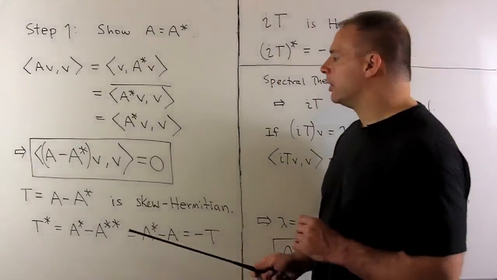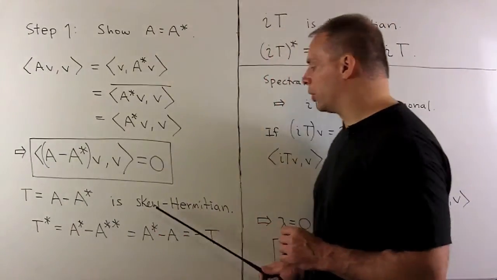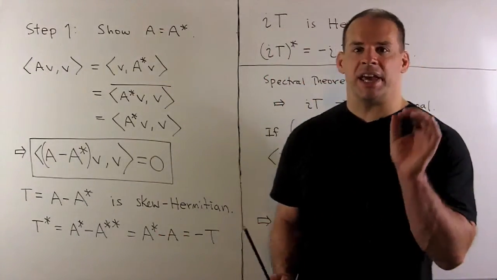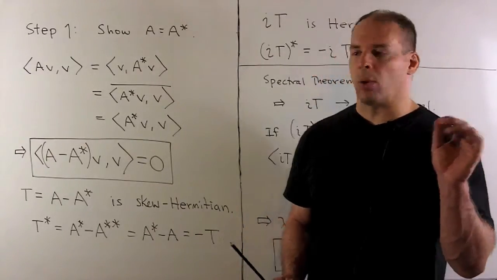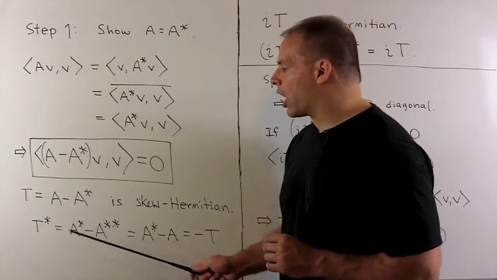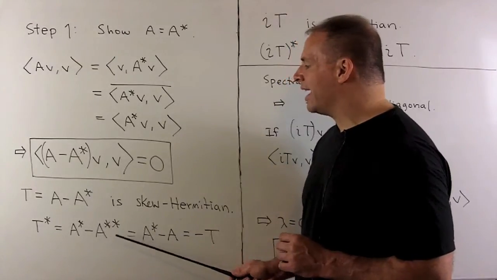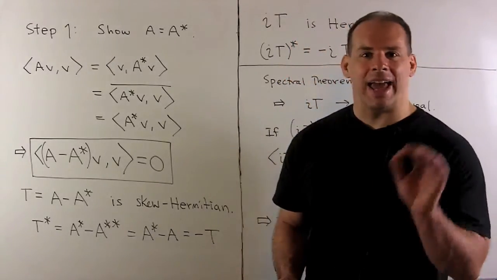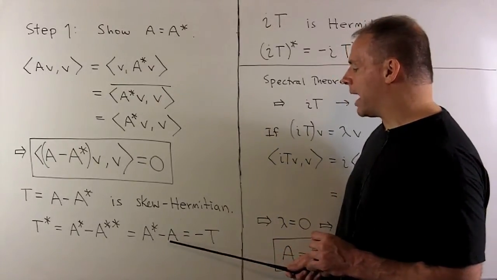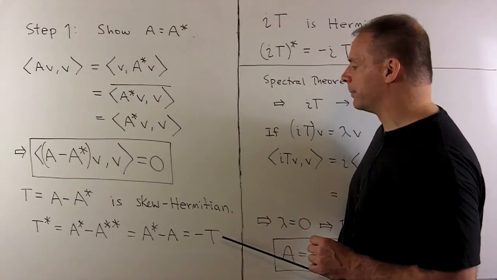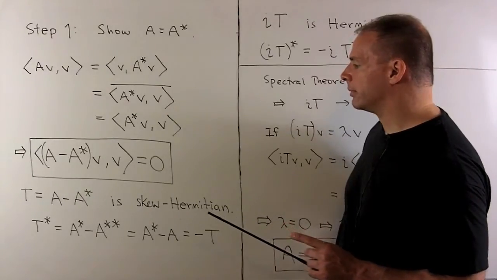Now, first thing to note, T is skew Hermitian. So that means if we take T star, we get minus T back. So if we just follow our nose, T star is equal to A star minus A double star. A double star is just equal to A. So all we're doing is multiplying by a minus one to get minus T. So we have skew Hermitian.